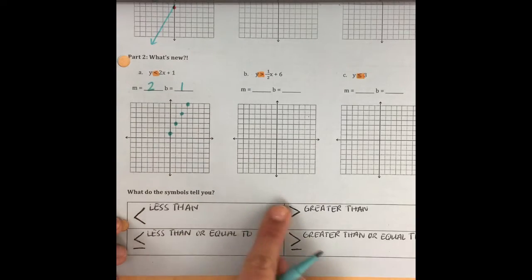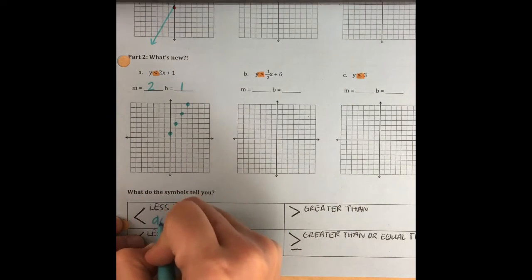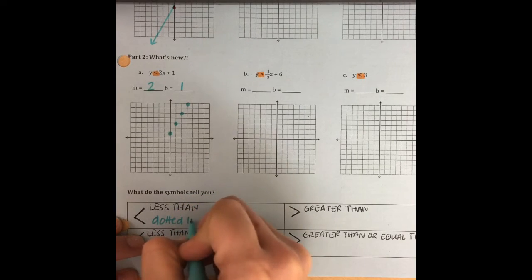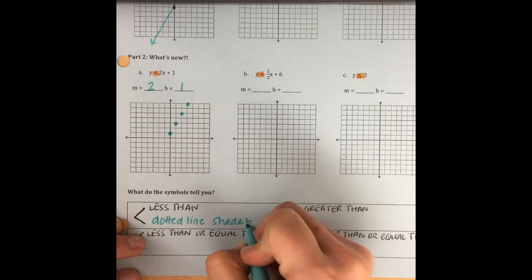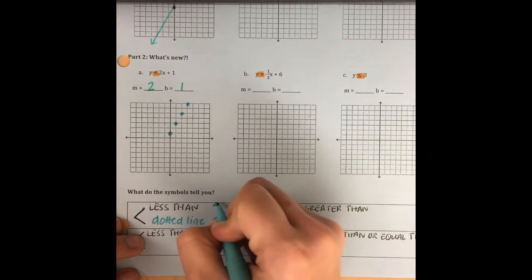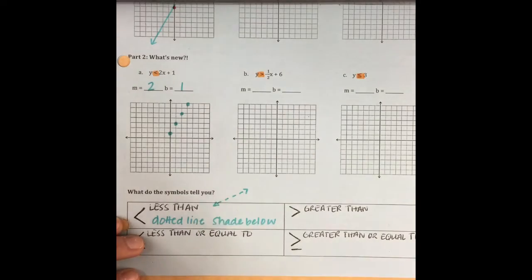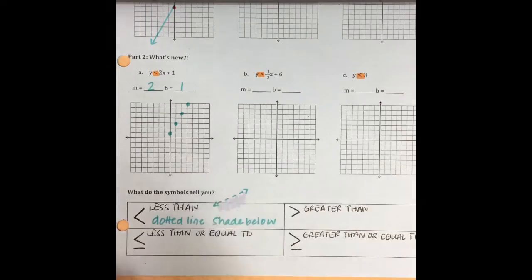So you can fill in this note down here. If you have a less than symbol, it's a dotted line or a dashed line, and you're going to shade below. So what that means is, let's say my line looks like this. It's going to be dashed, and all my shading is going to be below it like this. All my solutions are going to be where the shading would occur.